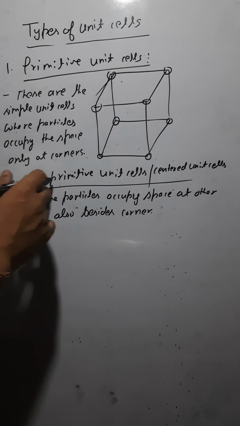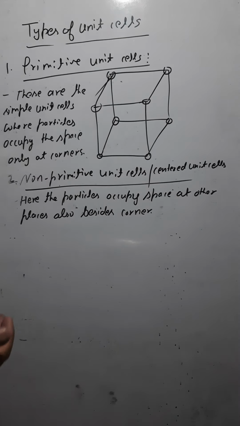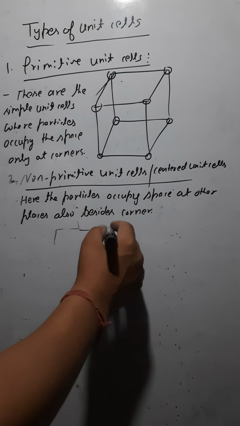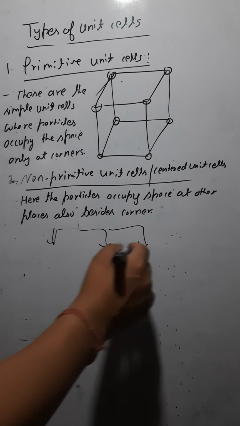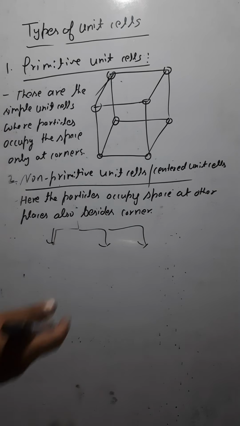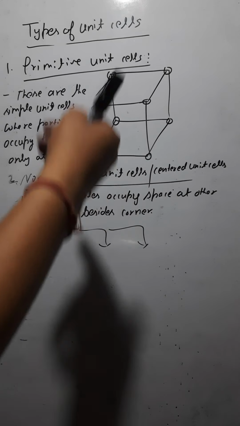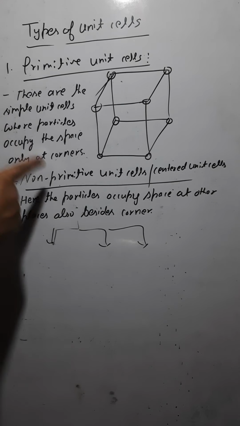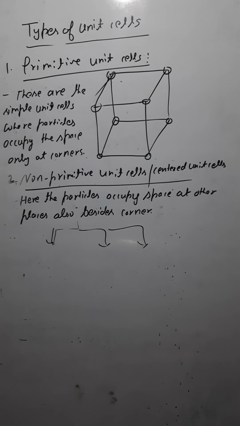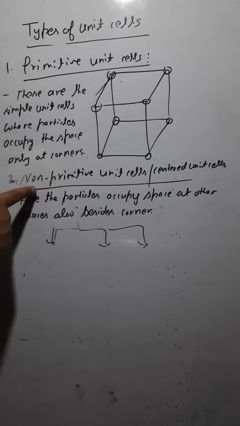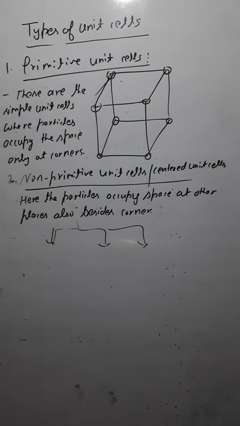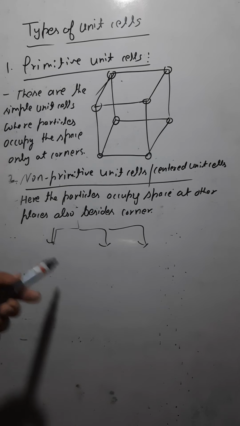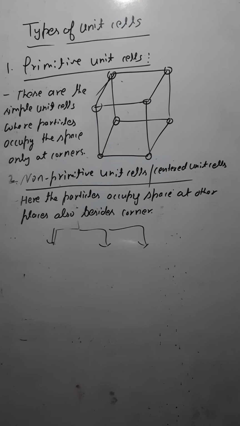Now, we can divide this second category again into three categories. We have A, B and C: face centered unit cells, body centered unit cells, and end face centered unit cells. These are the three types of non-primitive unit cell. Let me define all of these one by one. Non-primitive unit cells are of three types. Let me erase this, and now let's move towards these three categories.